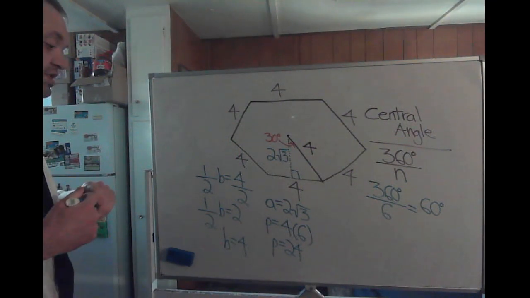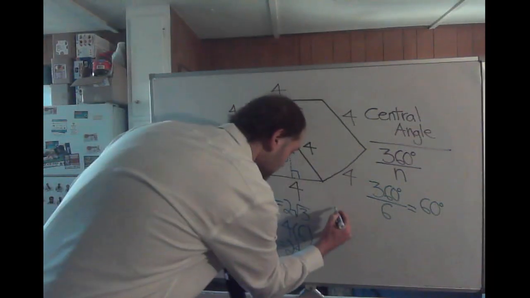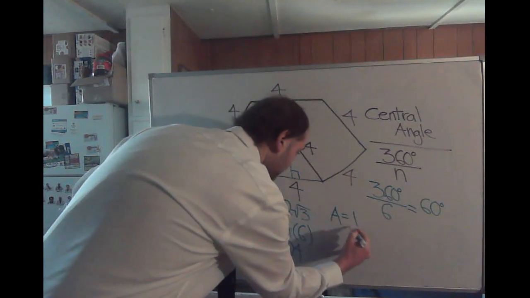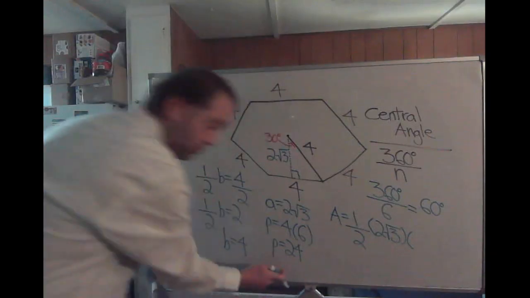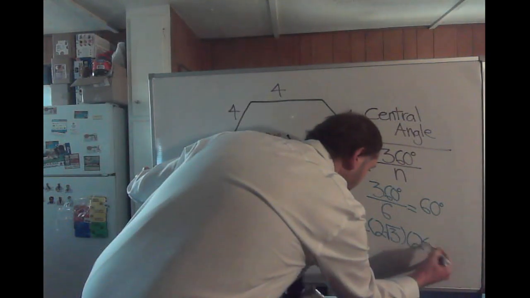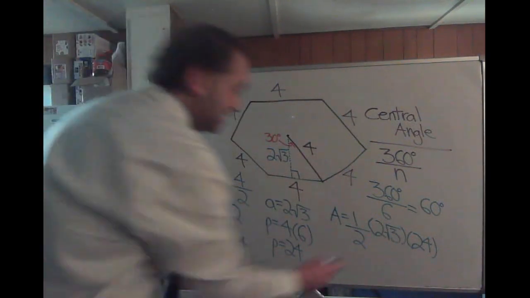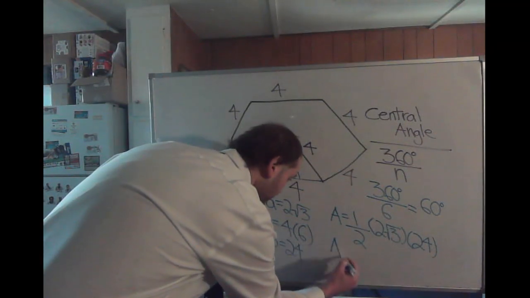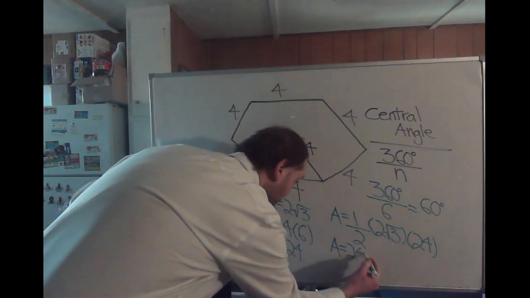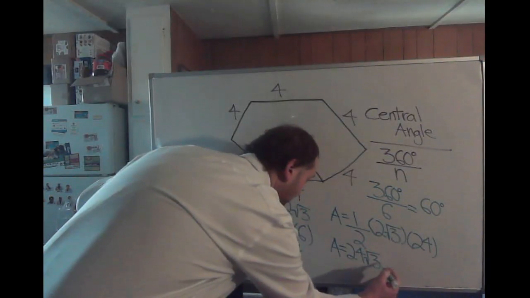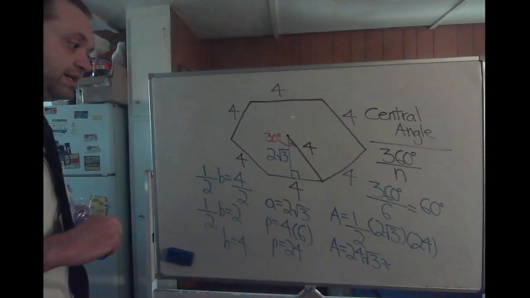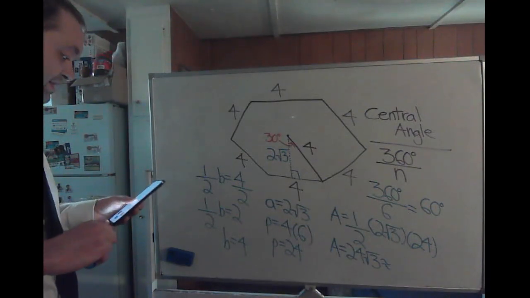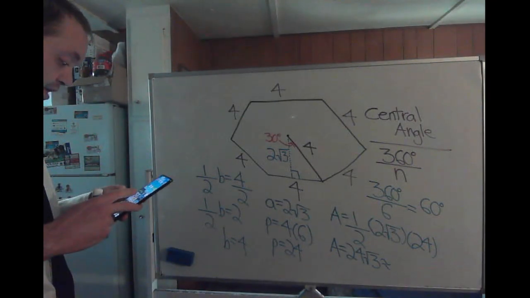Now all we have to do to find the area is take half the length of the apothem, which was 2 times the square root of 3, times the perimeter, which was 24. So let's see, it's 24 times the square root of 3 for the area. If you wanted it exact, you would leave it like that. But we're going to do a decimal approximation to one decimal place. So the area is exactly 24 times the square root of 3.